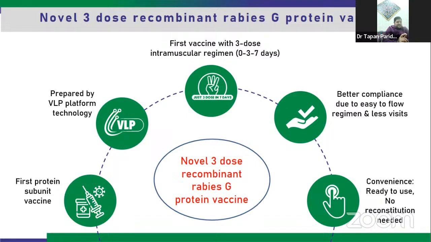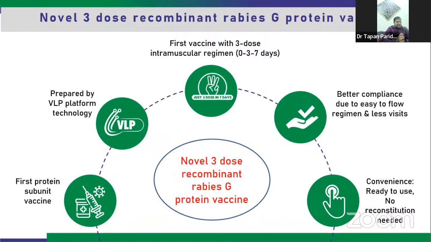So for this reason, meeting the unmet medical need, introducing a novel vaccine with a simple and shorter regimen, so that non-compliance will be minimal. So this is the novel 3-dose recombinant rabies G protein vaccine. How is the technology? Novel 3-dose recombinant G protein vaccine.